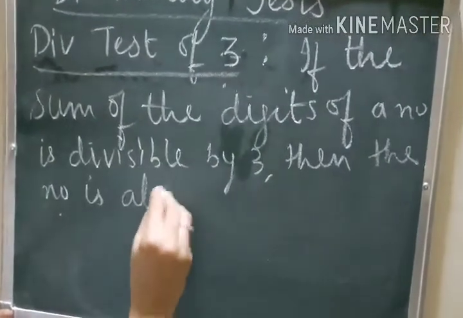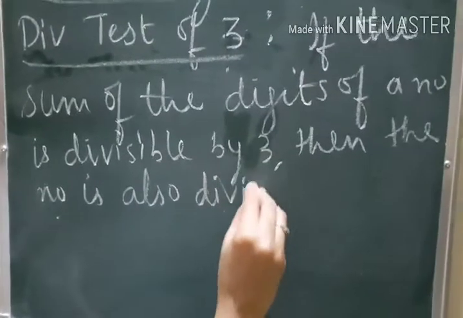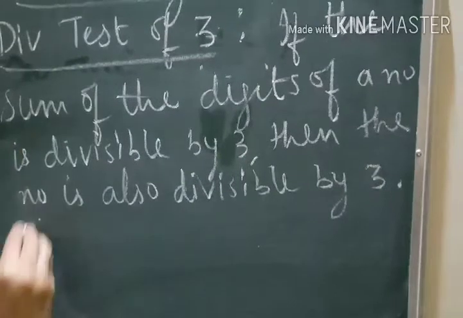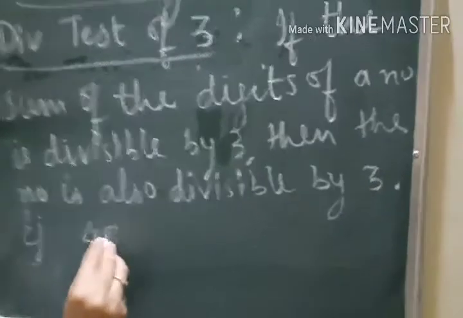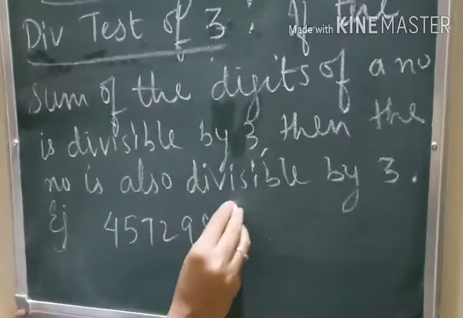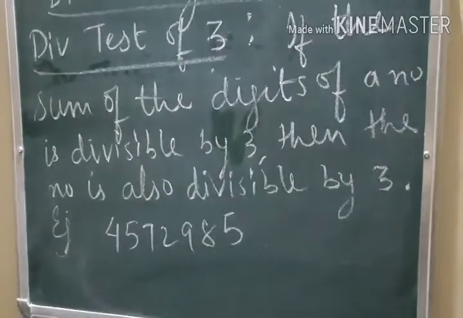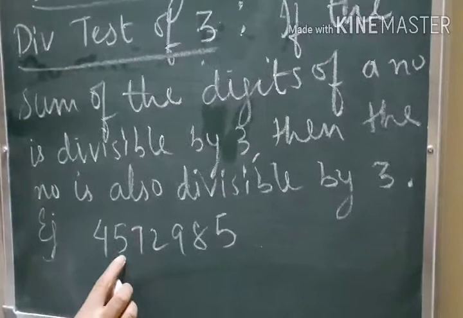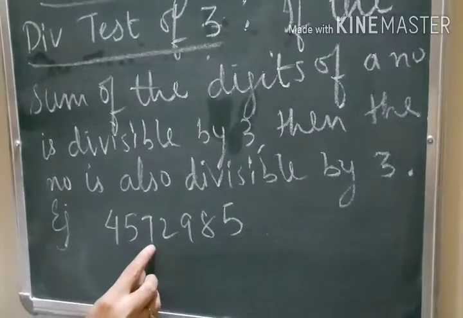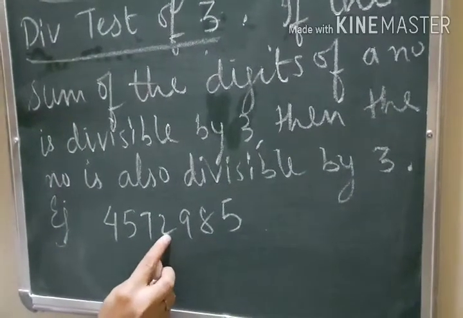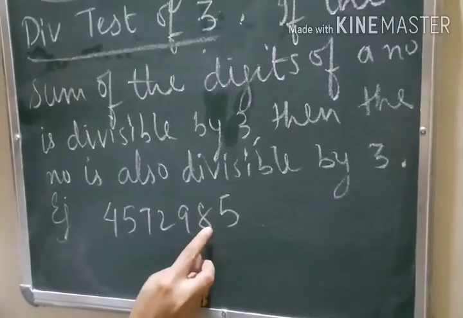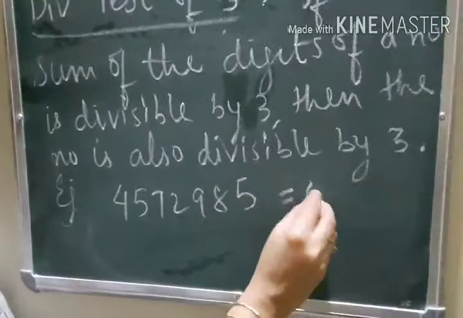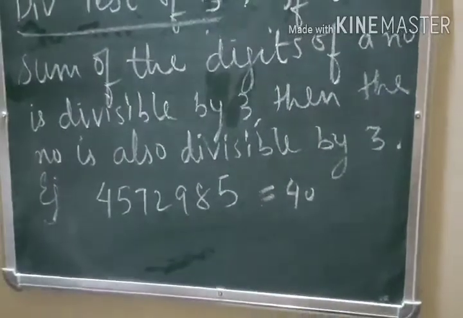What does this mean? Whatever number is given to you, you have to add all its digits. For example, if the number is 4, 5, 7, 2, 9, 8, 5. This is the number. You have to check that the sum of all the digits, like 4 plus 5, 9. 9 plus 7, 16. 16 plus 2, 18. 18 plus 9, 27. 27 plus 8, 35. 35 plus 5, 40. You can see that the sum of the digits is 40.